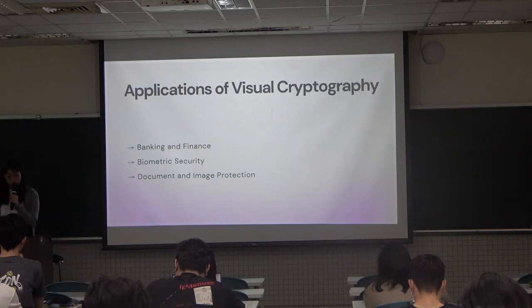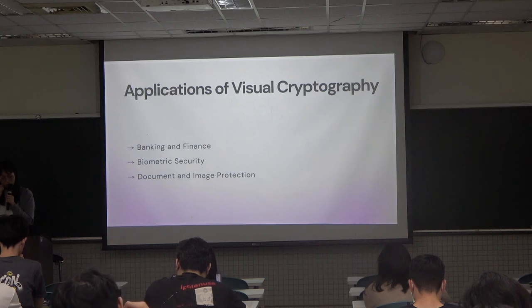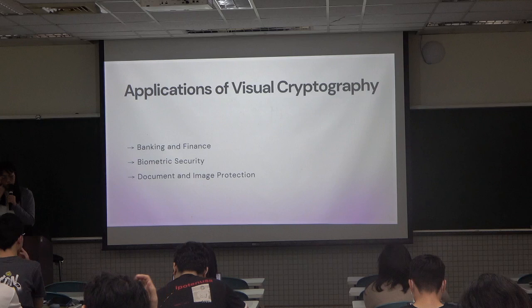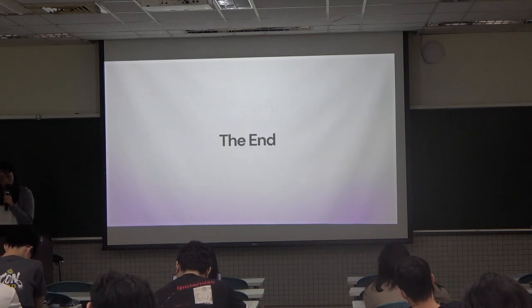Visual cryptography is also used to protect sensitive documents and images during transmission or storage, ensuring that the information remains confidential until reconstructed. It's the end of our presentation.